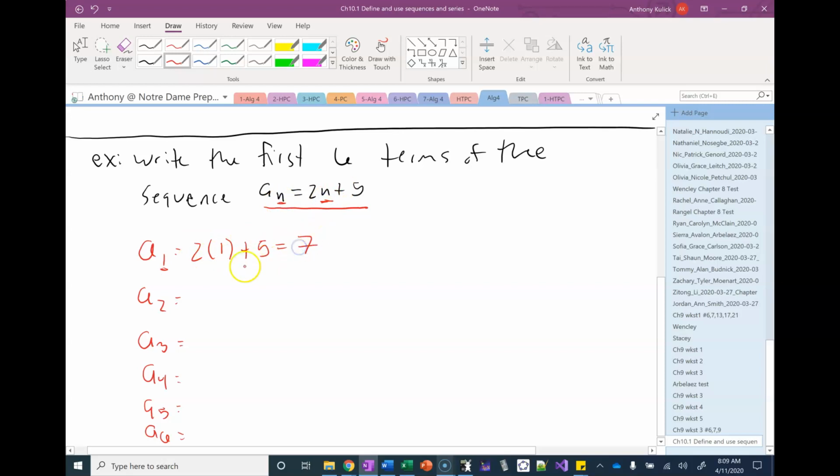So my first term is 7. And I'll just kind of continue doing this and generate the values for each of these terms.